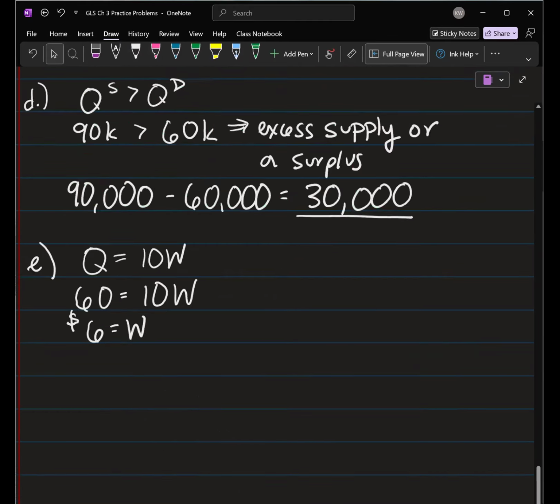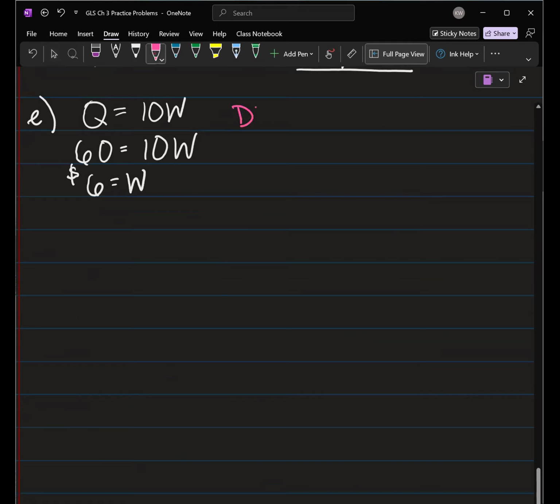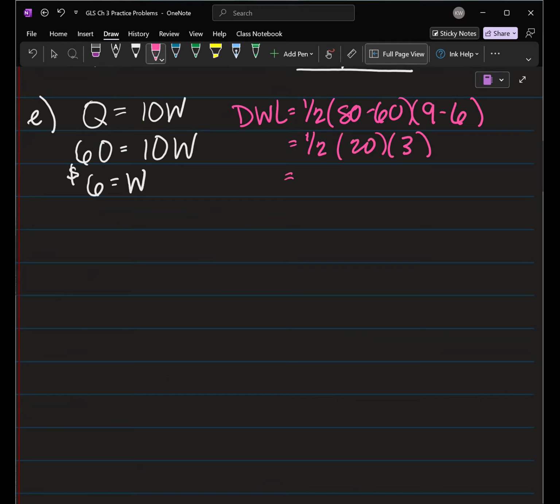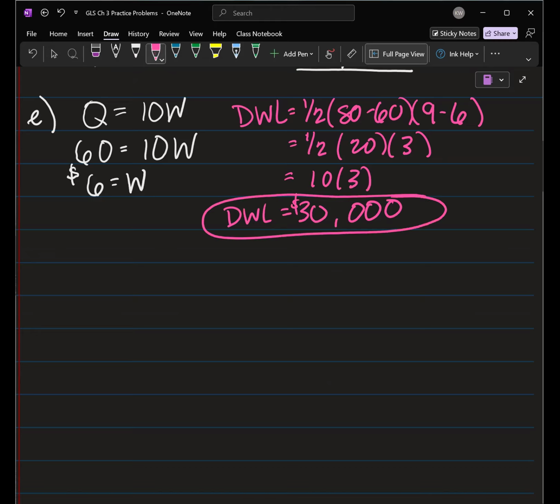Now we can do that calculation. Our deadweight loss is going to be 1/2 times 80 minus 60 times 9 minus 6. That's going to get us 1/2 times 20 times 3. Half of 20 is 10, so we'll have 10 times 3, which gives us a deadweight loss of 30. Then we multiply that by 1,000, since quantity is measured in thousands, and we have a deadweight loss of $30,000.